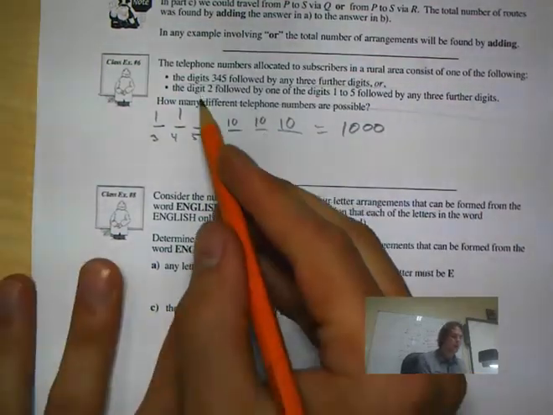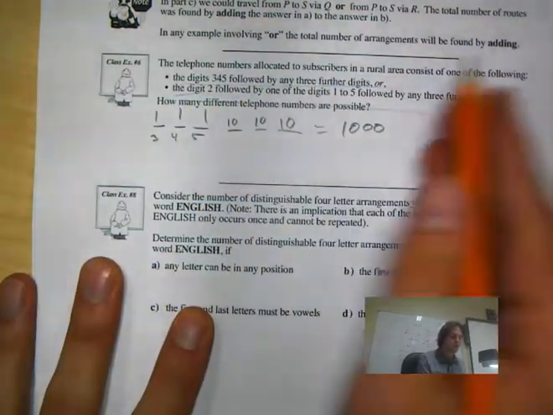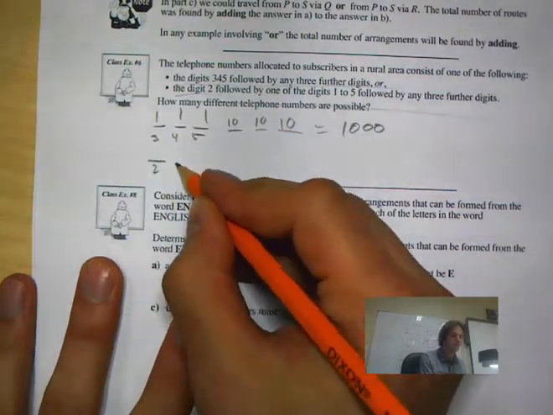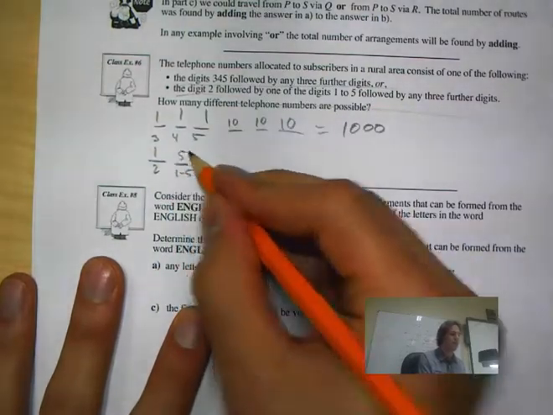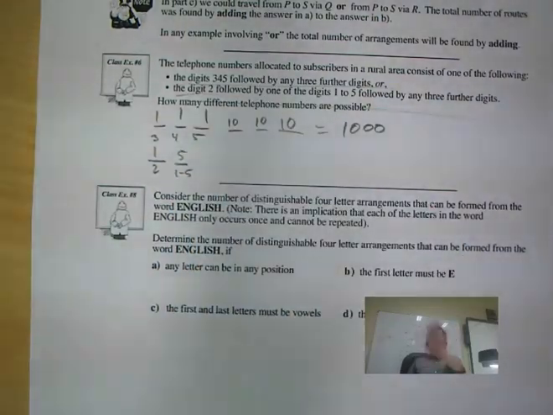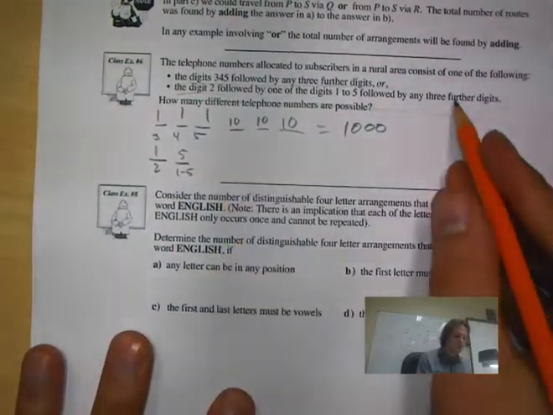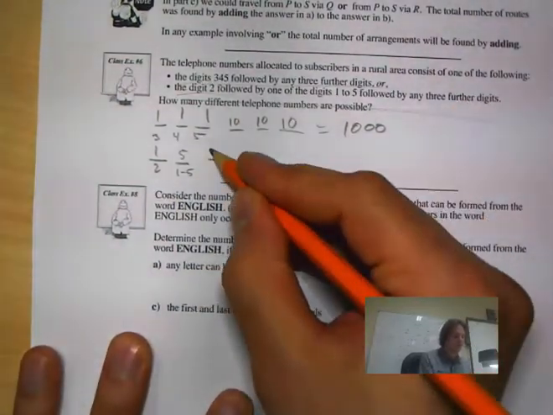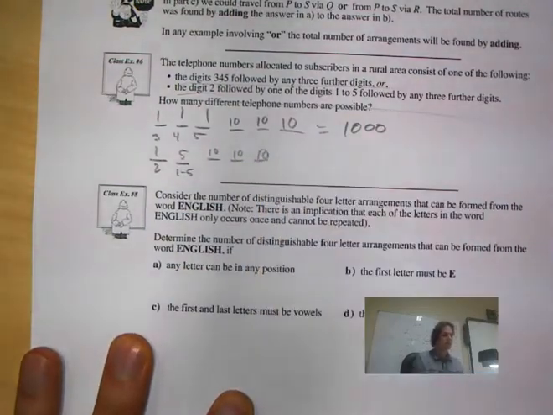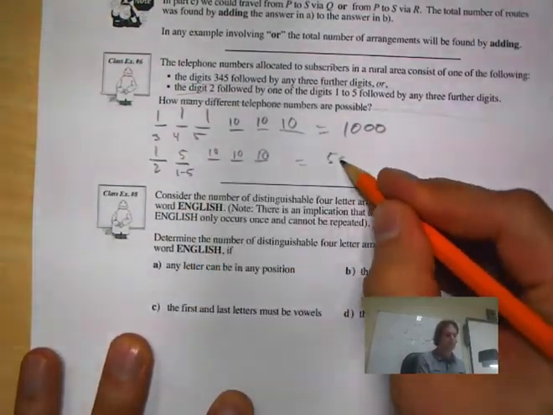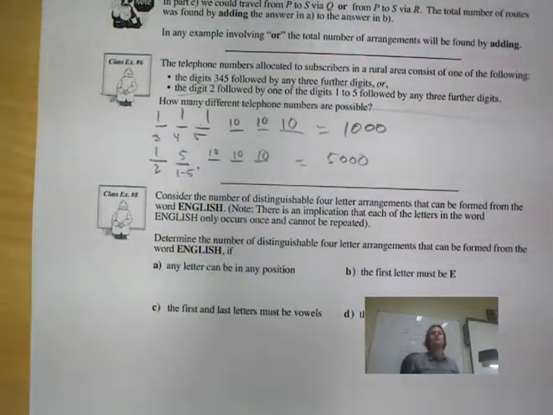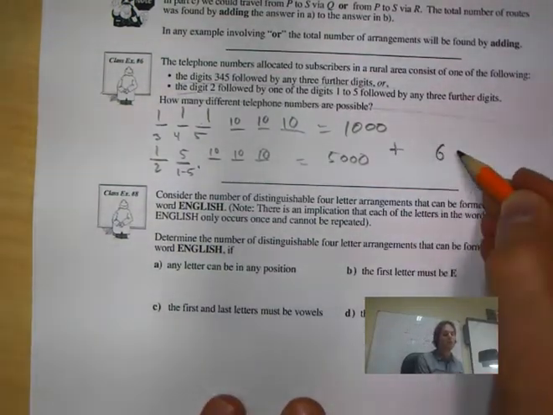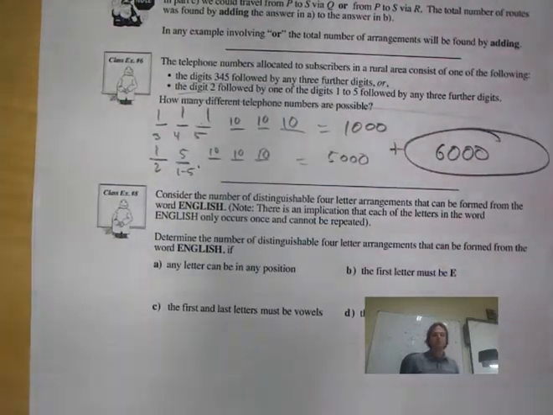The next one now, it's the digit 2, followed by any of the digits 1 to 5. Well, there's only 1 digit 2, and there's 5 digits from 1 to 5, and then followed by any 3 further digits. So there's 10, 10, 10. This gives me 5,000. So you could have this for a real number, or this. Keyword is or. What does or mean? Or means we add these. So a total of 6,000 numbers. Okay?